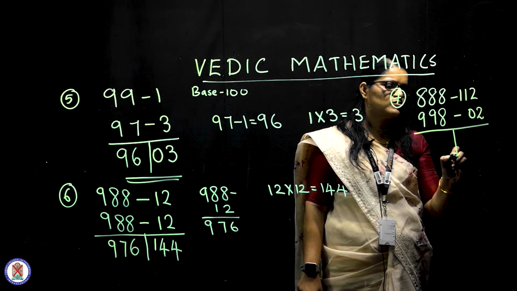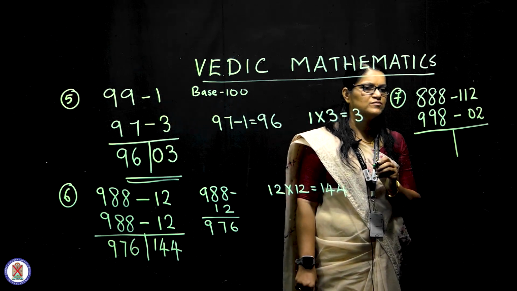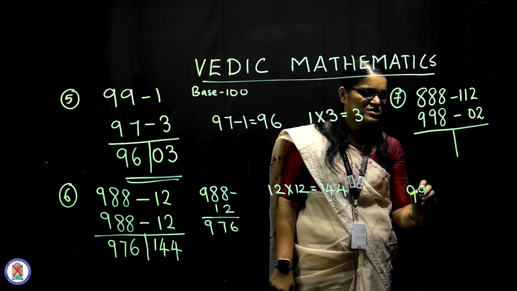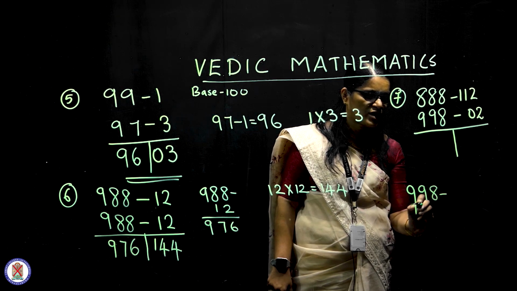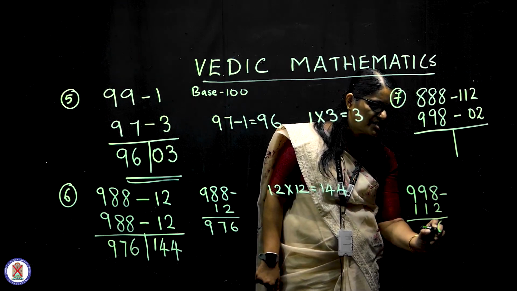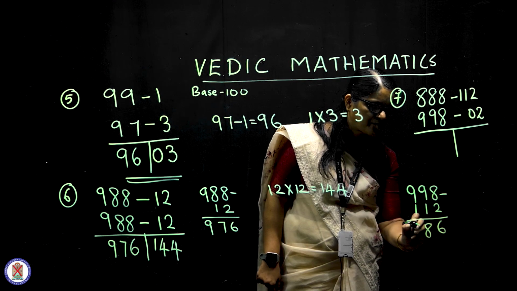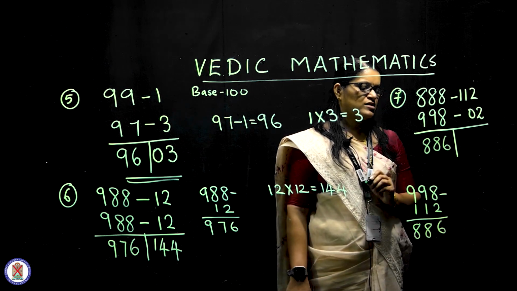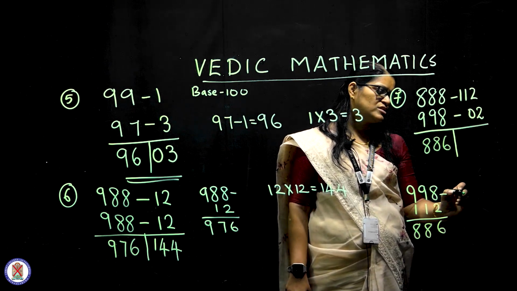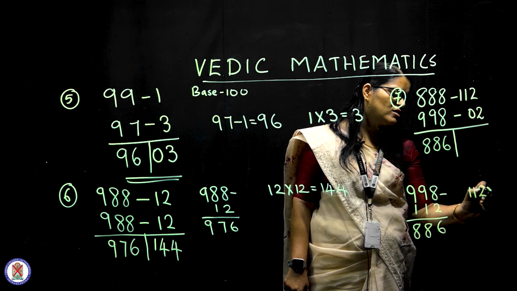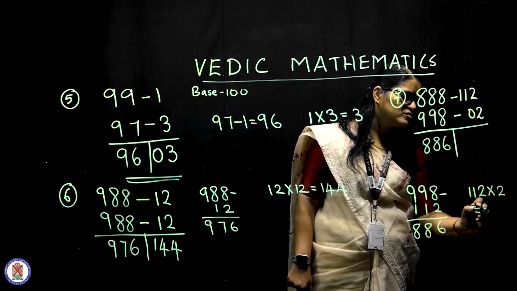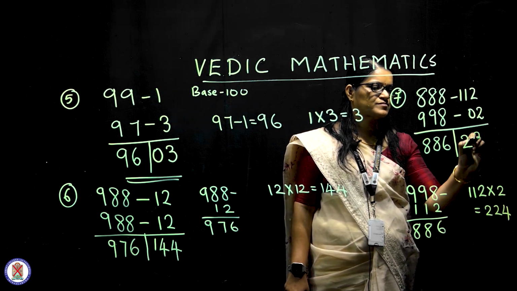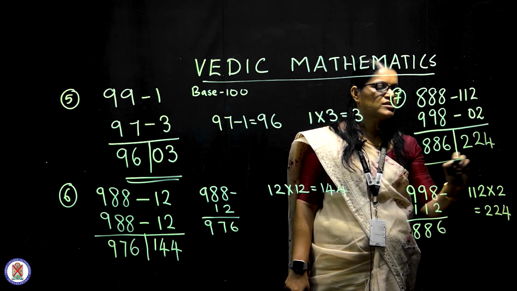Now we divide again the portion into a left hand side portion and right hand side portion. To obtain the LHS, let us use the cross subtraction method. 998 minus 112. So we will obtain 886, which has to be written here. Now to obtain the RHS portion, we just multiply 112 by 2, which gives you 224, which can be written here. So the answer is this.